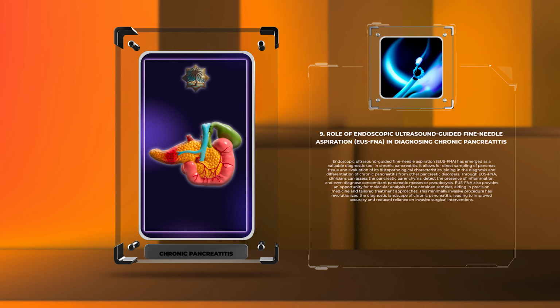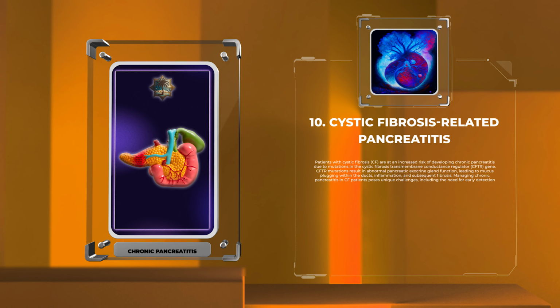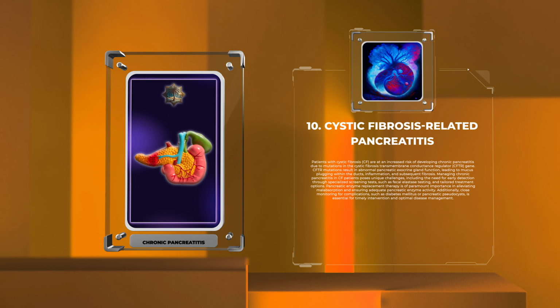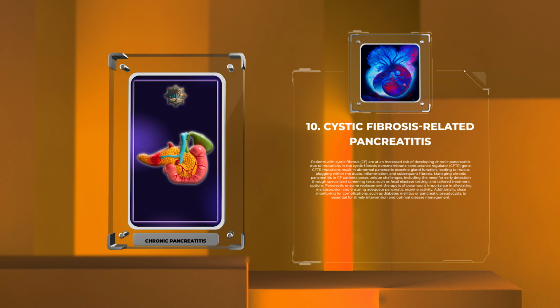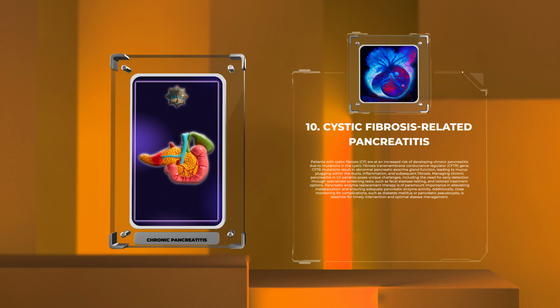Patients with cystic fibrosis, CF, are at an increased risk of developing chronic pancreatitis due to mutations in the cystic fibrosis transmembrane conductance regulator, CFTR, gene. CFTR mutations result in abnormal pancreatic exocrine gland function, leading to mucus plugging within the ducts, inflammation, and subsequent fibrosis.